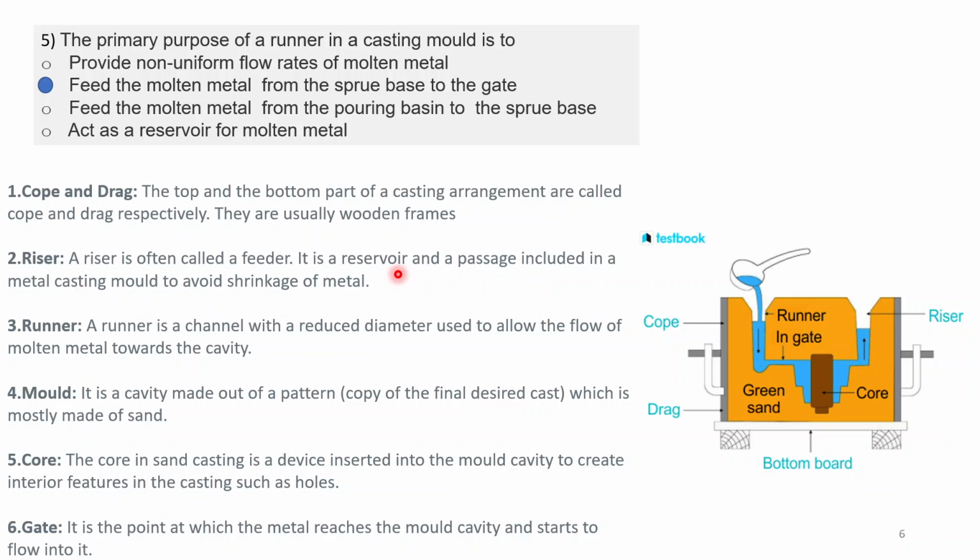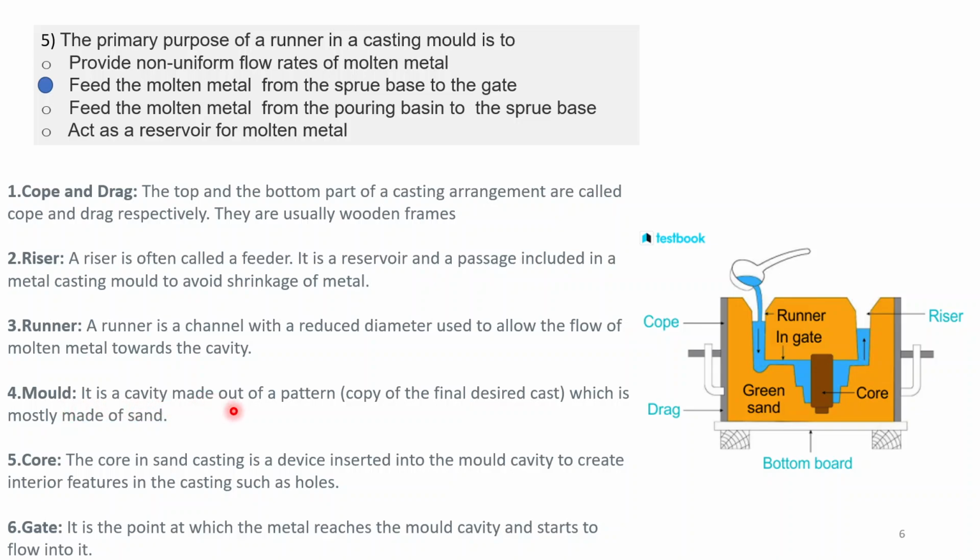So the riser will have extra molten metal, which it will be continuously feeding, as this casting will keep on shrinking because of solidification. Runner is the channel with a reduced diameter used to allow the flow of molten metal towards the cavity. Next is mold.